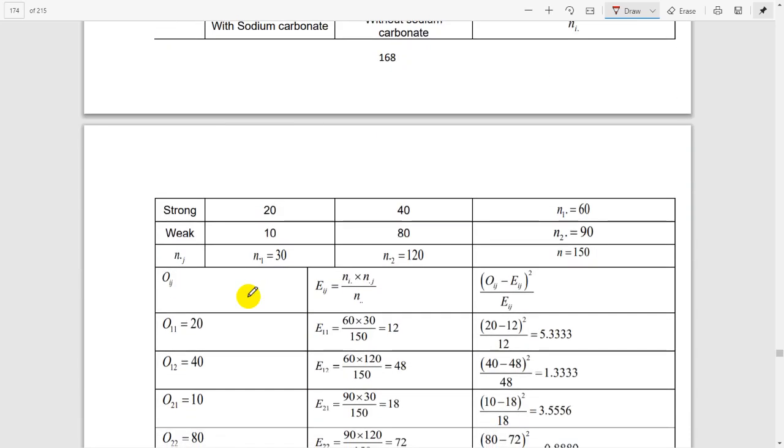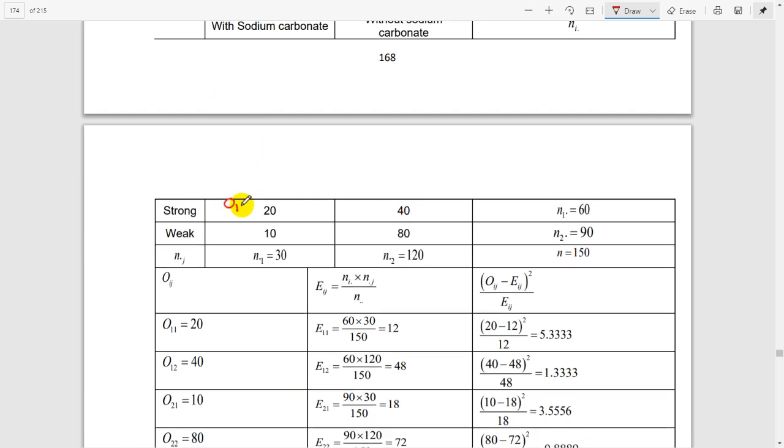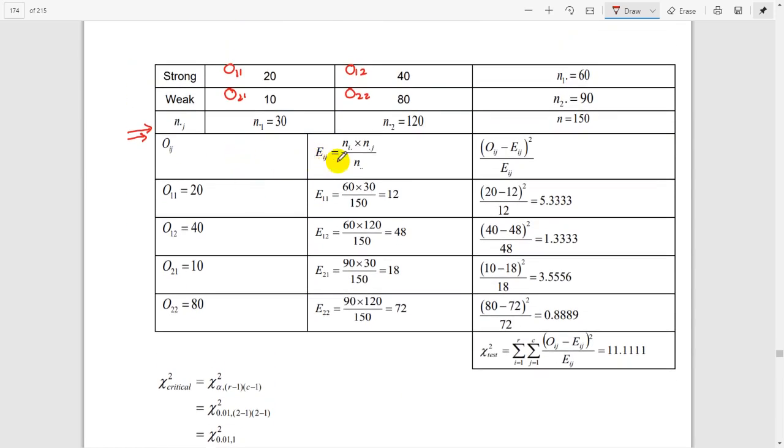And then from the table, we have 20, 40, 10, 80. These are O11, O12, O21, O22, which we call the observed values. Then find the totals: 20 plus 40 gives 60, 10 plus 80 gives 90, 20 plus 10 is 30, 40 plus 80 is 120, and the grand total is 150. The table should be combined with the O and E parts, so there should be space here. Now we can find the expected values.